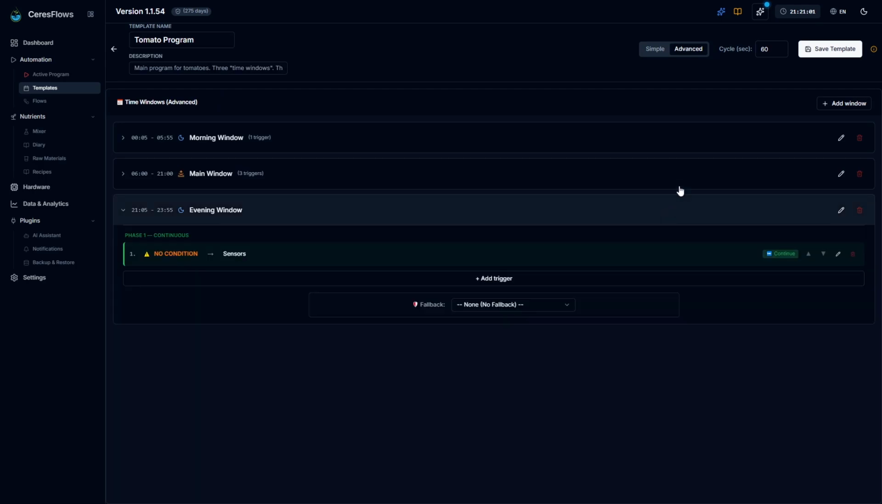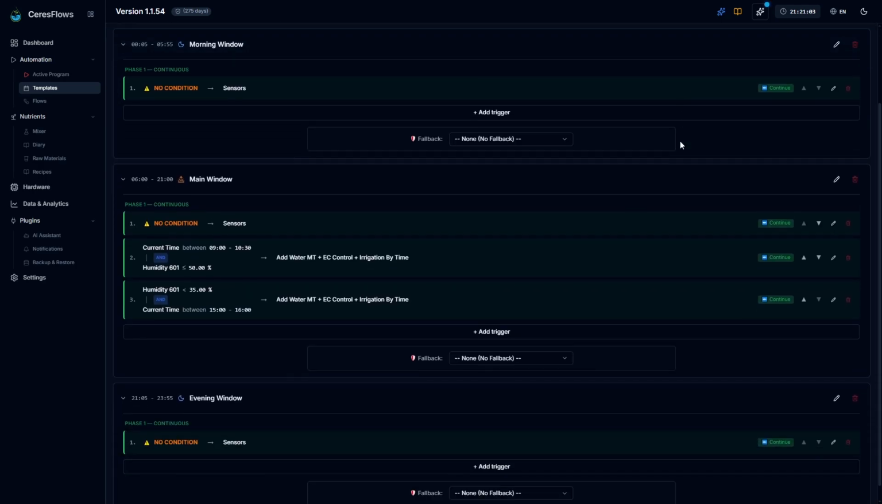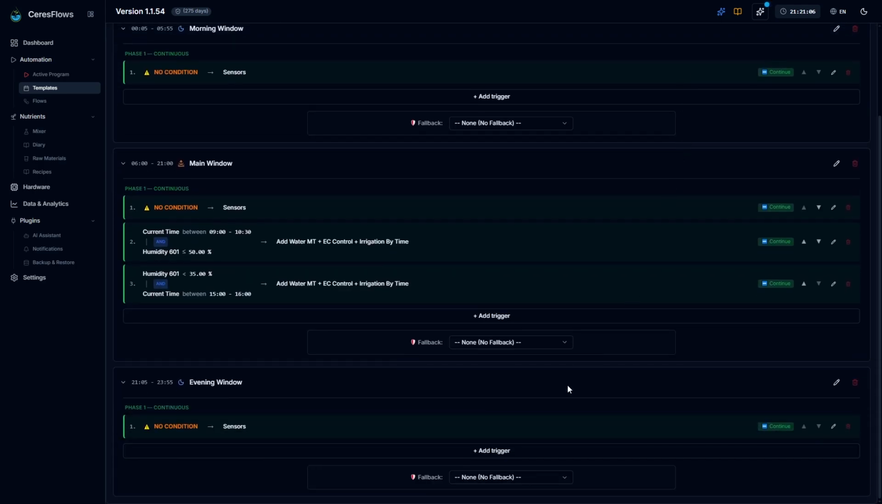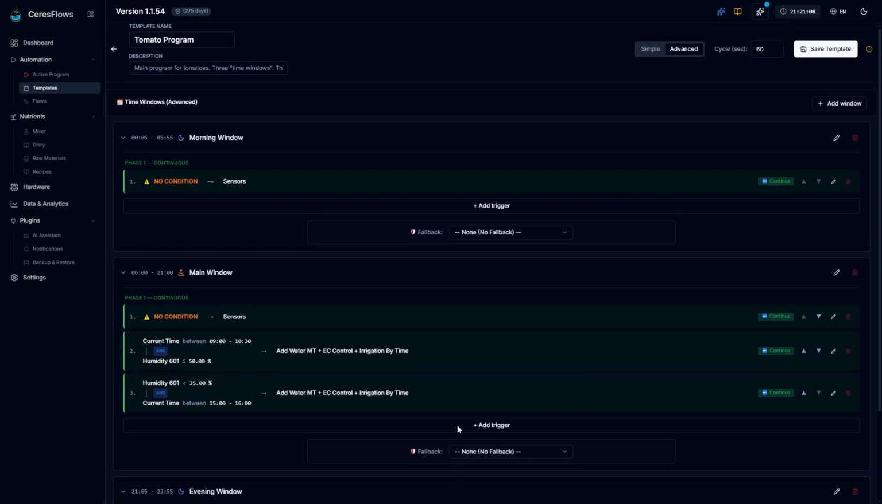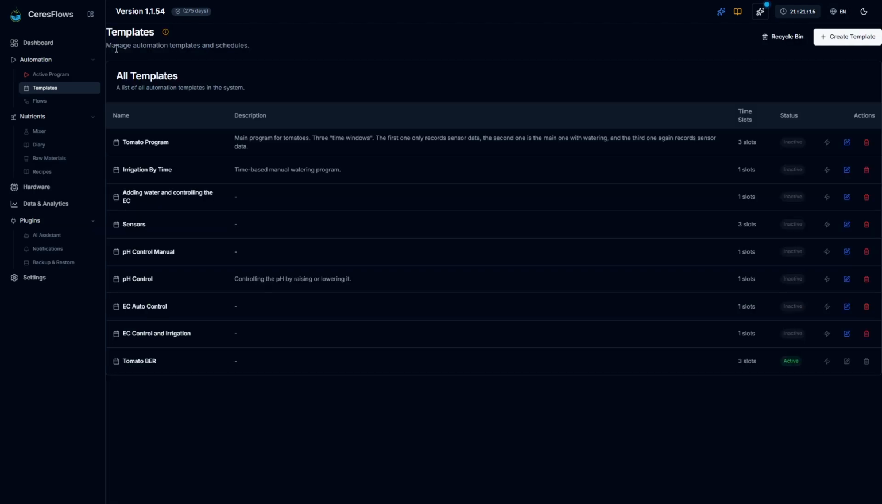It doesn't control devices directly and doesn't execute anything itself. Its role is to organize all flows into one coherent strategy that mirrors how the user actually thinks about running their system. A flow is an action. A template is a way of thinking. Together, they turn individual automations into a complete operating strategy.